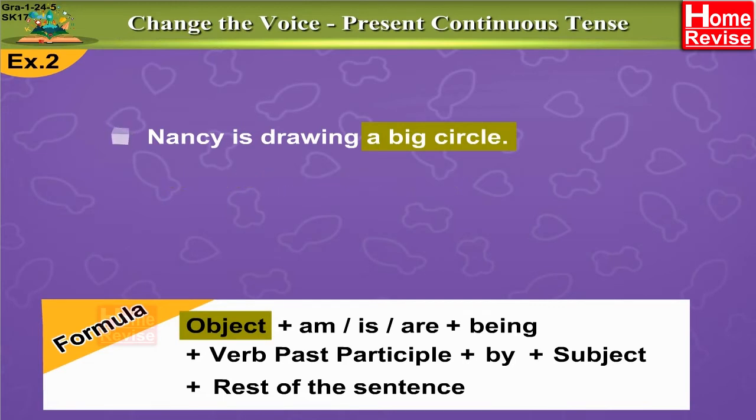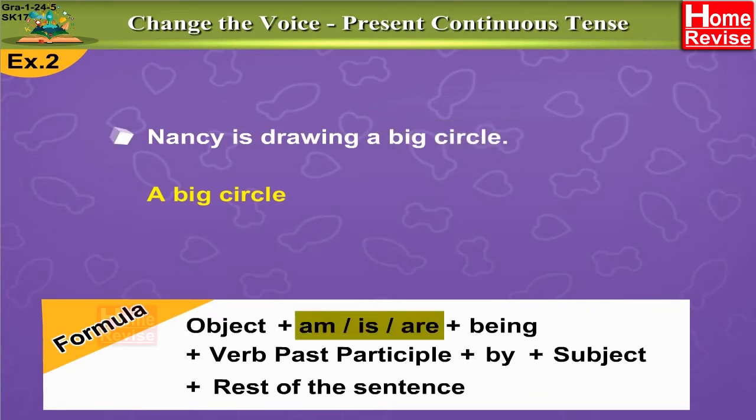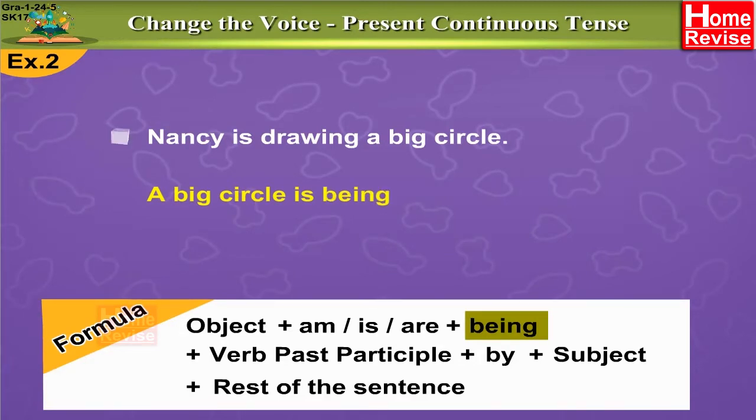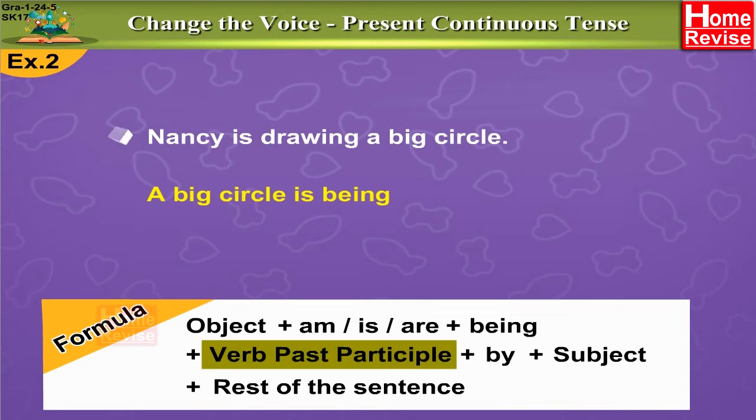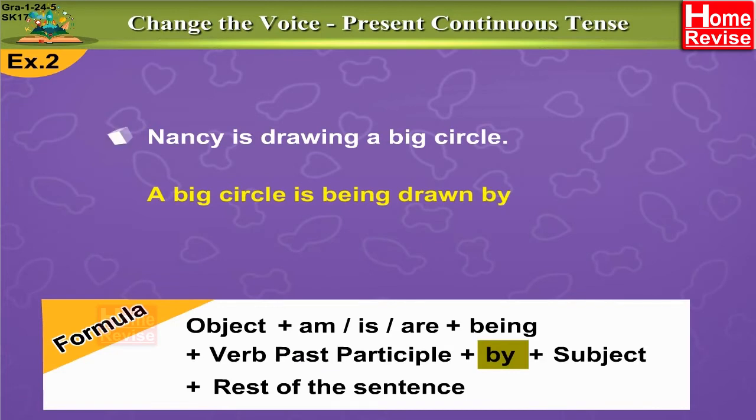So let's begin the sentence. A big circle. This is to be followed by to be verb in the present tense. A big circle is singular. So this has to be followed by the verb is. A big circle is. The ing form is to be adjusted somewhere. So we are using being followed by the past participle of the verb, which is drawn, by whom? By Nancy. So the answer is a big circle is being drawn by Nancy.